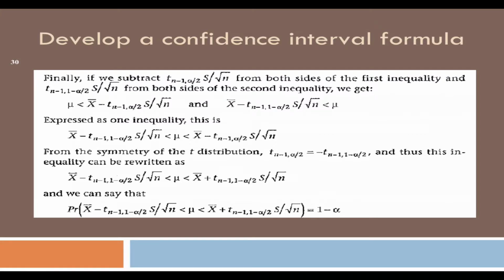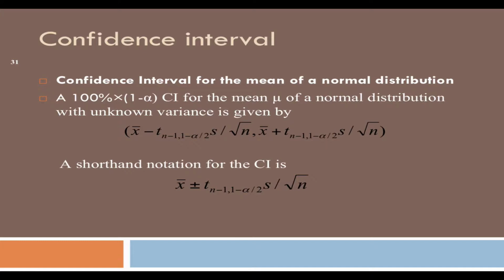Essentially, this page is what I wrote there. So mu is bounded by the lower bound and the upper bound with 1 minus alpha chance. What I wrote here is kind of generic, so you can write 1 minus alpha. And if it's 95%, alpha here should be 0.05. So this is the confidence interval.